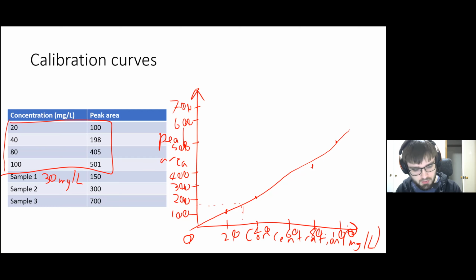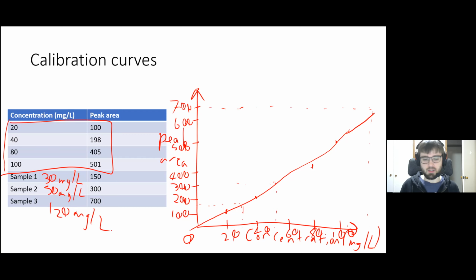Sample 2 is 300. So we go across, go back down, and it's probably about 50 milligrams per liter. So it's pretty logical. And then sample 3 is up here. And I'm going to come down here and say, okay, maybe that's 120 milligrams per liter. All right.